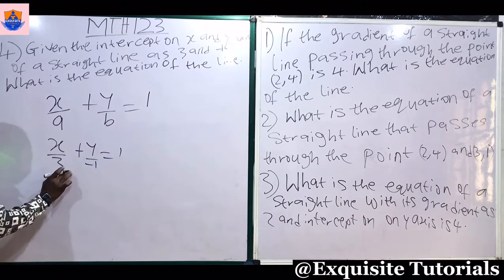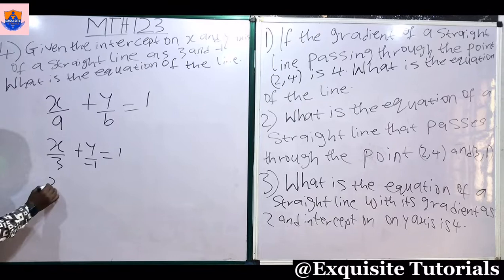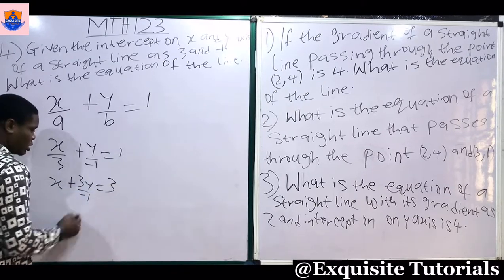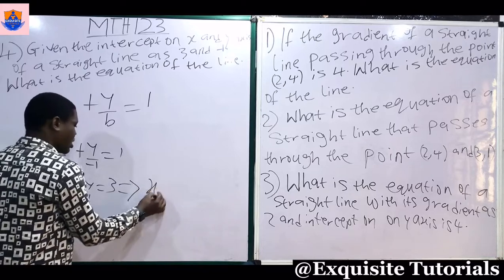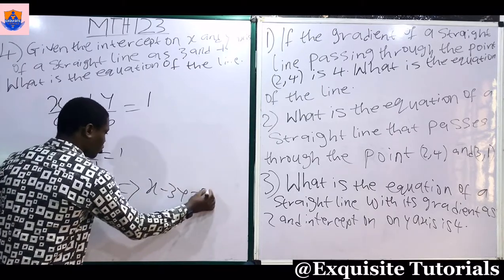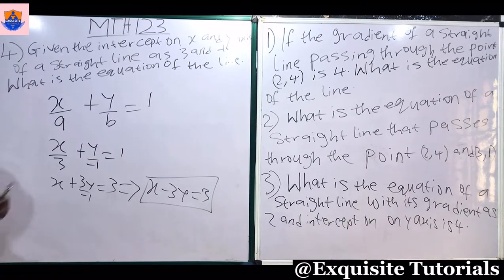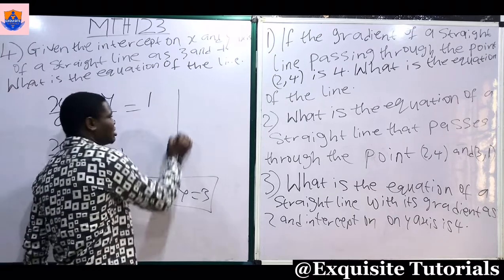So what's the LCM? If I multiply through by 3, I will have x plus 3y over minus 1 equals 3. This is the same thing as x minus 3y equals 3. So this is the equation of the straight line. Sometimes the question does not come in this form. The question could come like this.